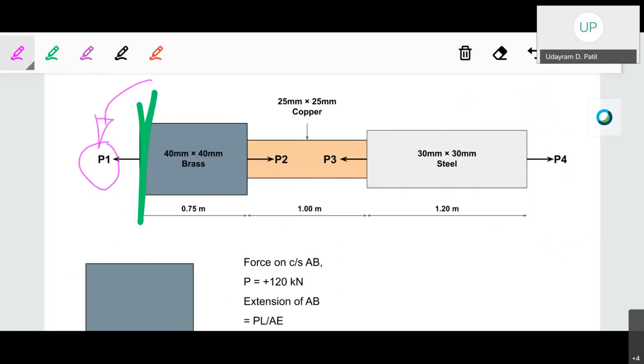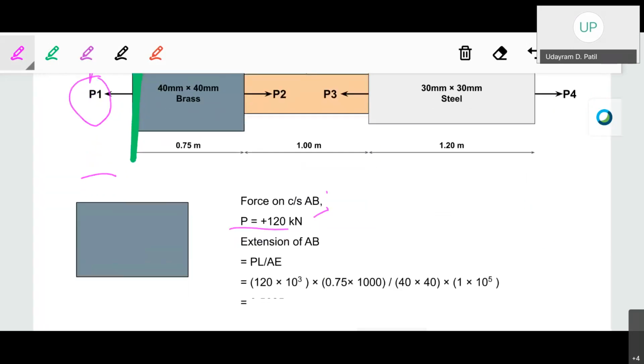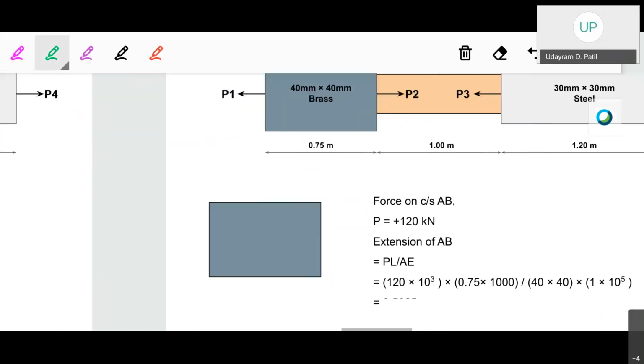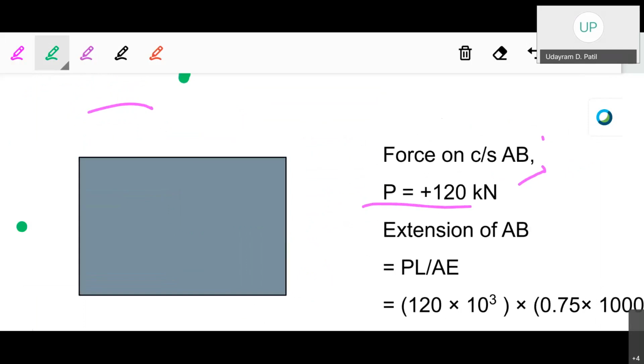As we are considering the sign convention, left hand side is positive and right hand side is negative. You can consider whatever you want, there is no point there. So first the P will be 120 kilonewton. Only one force is there, and we know the value of P as 120 kilonewton. As the value is positive, the load applied in this particular section will be like this.